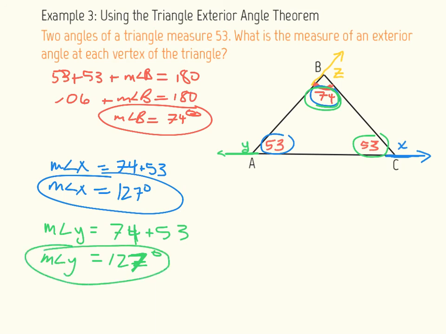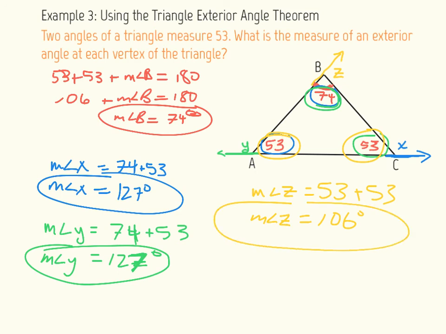And finally, the last one is Z. So we're going to find the measure of angle Z by adding the remote interior angles 53 and 53. 53 plus 53 equals 106. So the measure of angle Z is equal to 106 degrees.